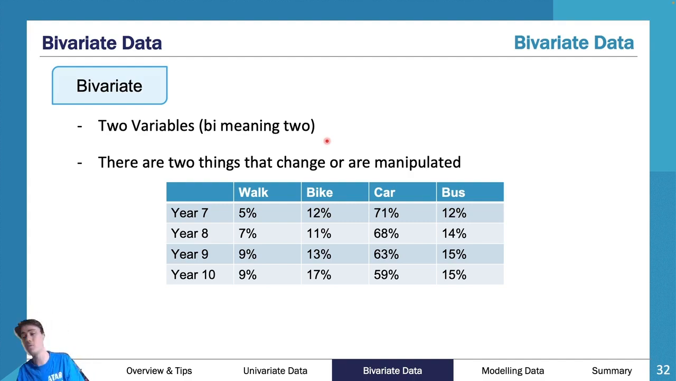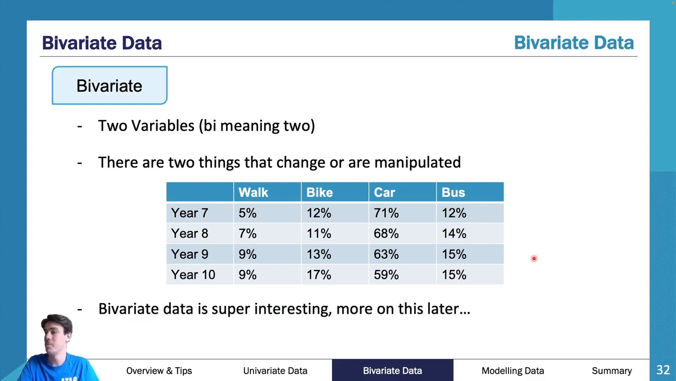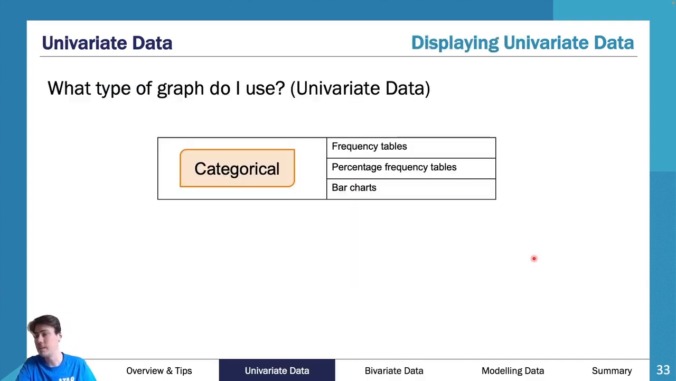You might actually have numerical versus categorical data, or you might have 2 pieces of categorical data like you've got here. So you've got a year level, so categorical ordinal, because it can be ordered, and you've got categorical nominal, which is your non-ordering way, because there's no way of ordering this piece of data here. So bivariate data is super interesting. More on this later. So let's start off with what type of graph do we use.